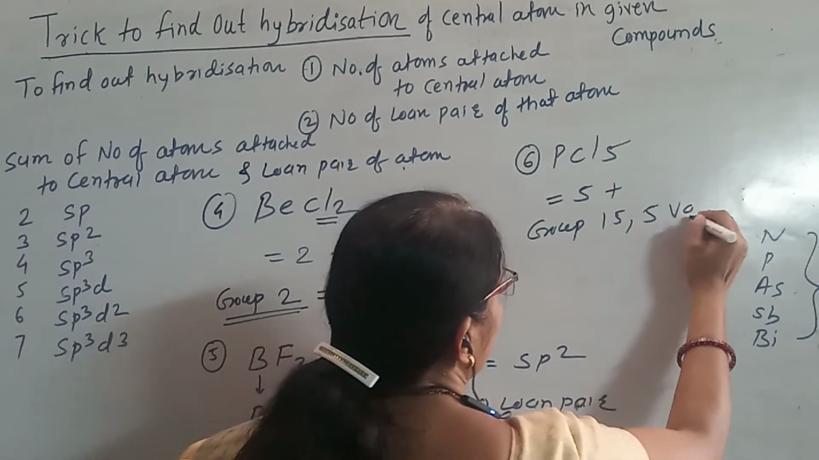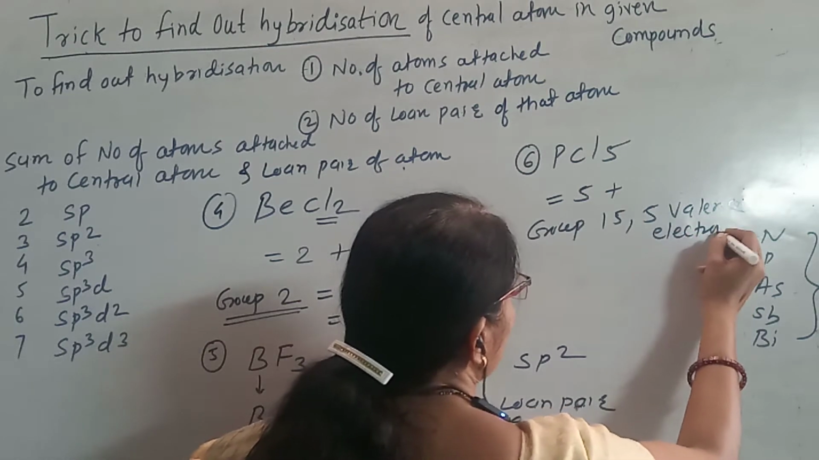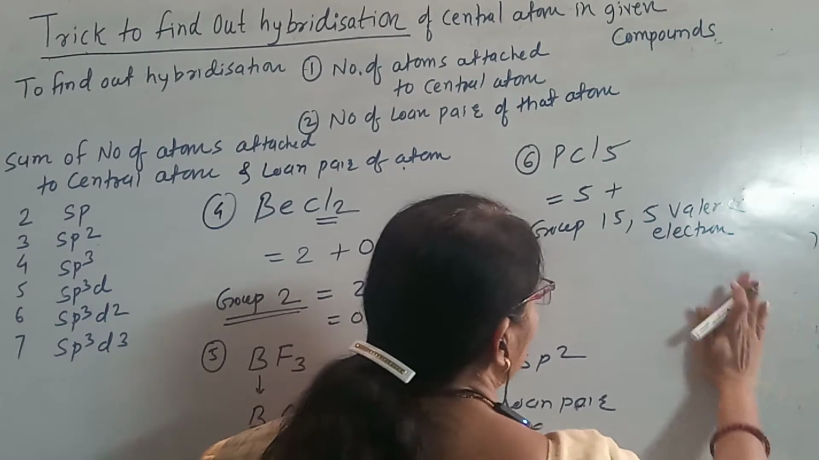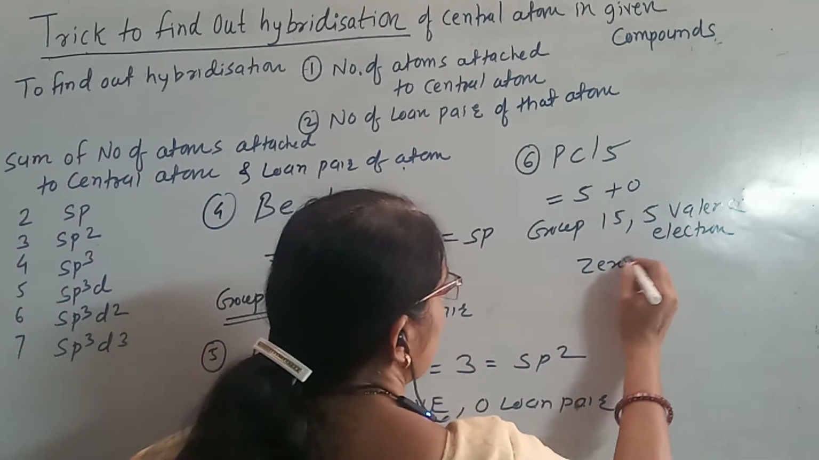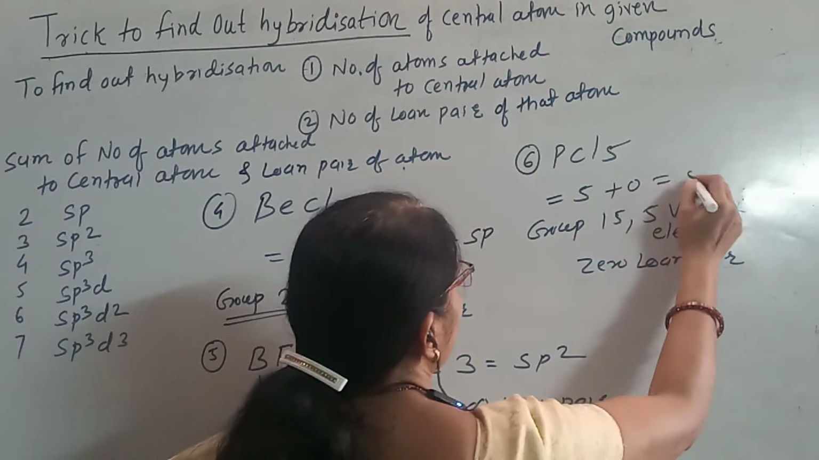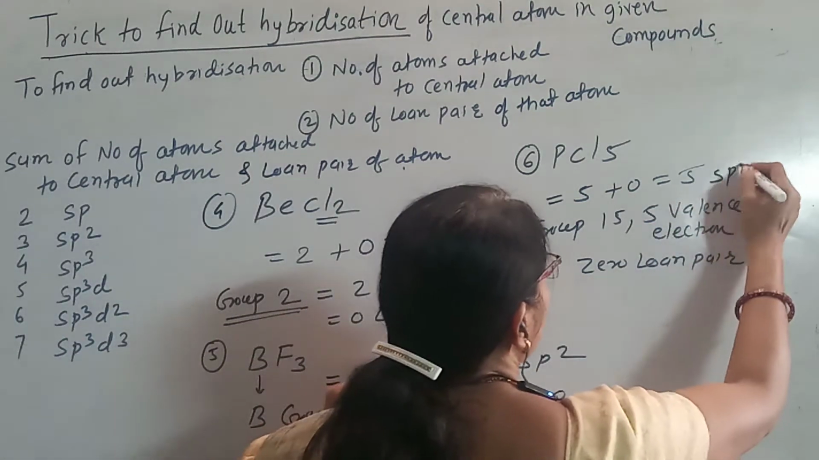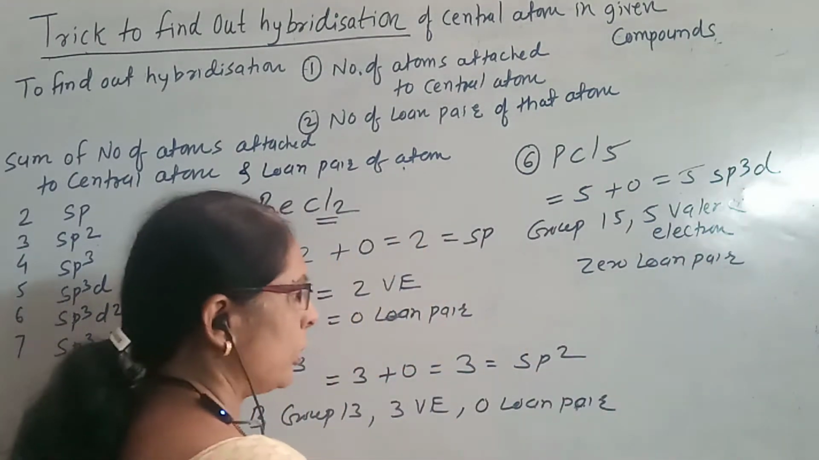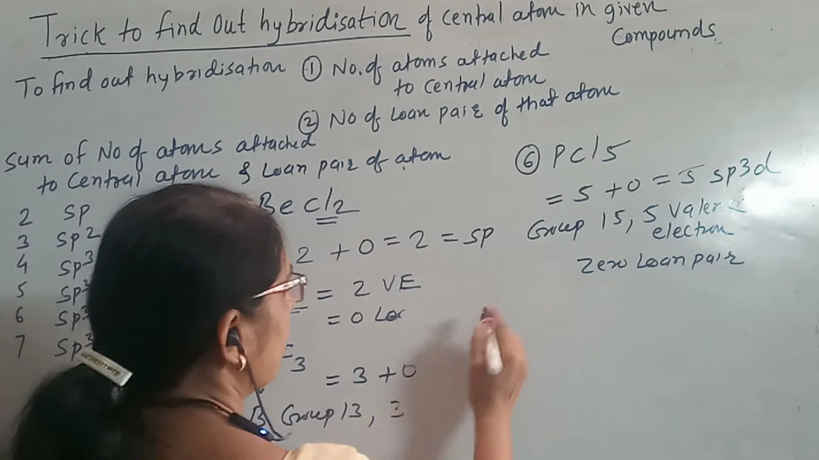It has 5 valence electrons. So all the 5 valence electrons are busy in forming bonds with the phosphorus. So it has 0 lone pairs. So 5 plus 0 is 5. Now when it is 5, it is a type of sp3d hybridized molecule. It is an example of an sp3d hybridized molecule.